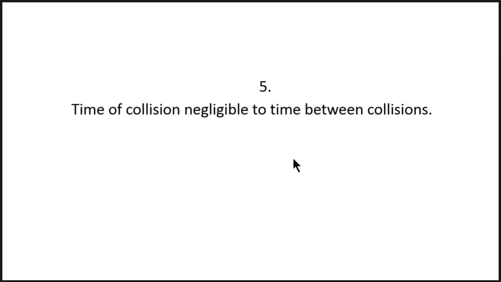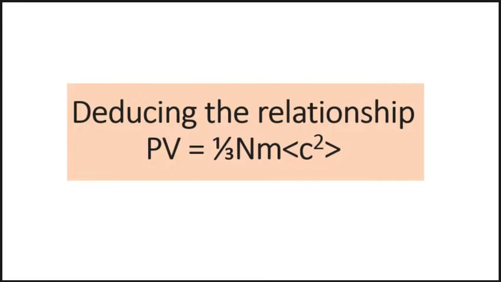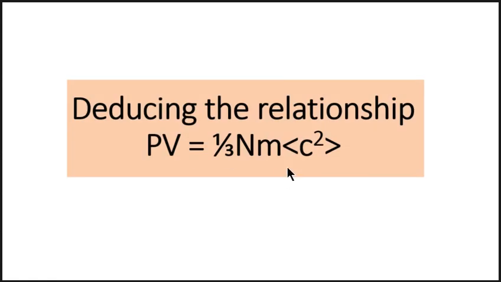So when we have two molecules colliding with themselves and another two molecules colliding with themselves, the time of collision is negligible between the both of them. Now at this point, we want to see how we can deduce this relationship.